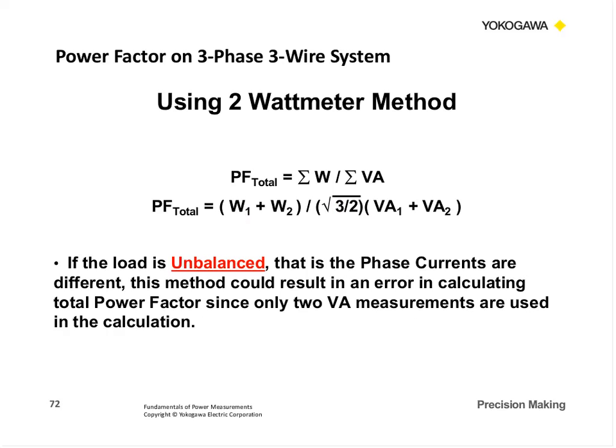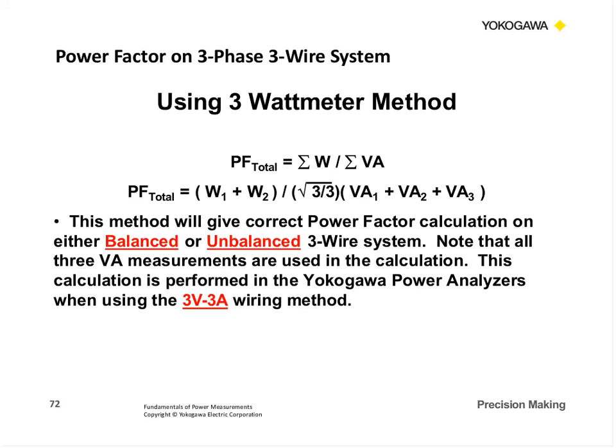Now, if the load's unbalanced, say we have different currents, this could be an improper measurement here, because we're only looking at two of the VAs. So the VA could be wrong, and that could throw off our power factor if it's unbalanced on our three-wire system.